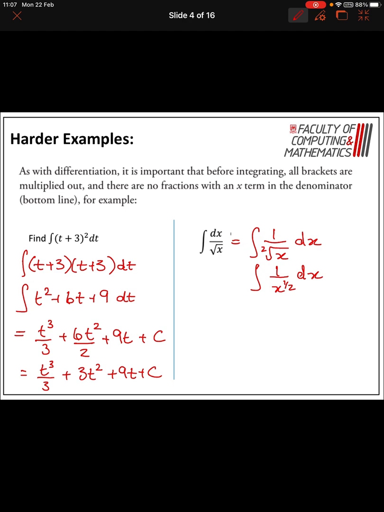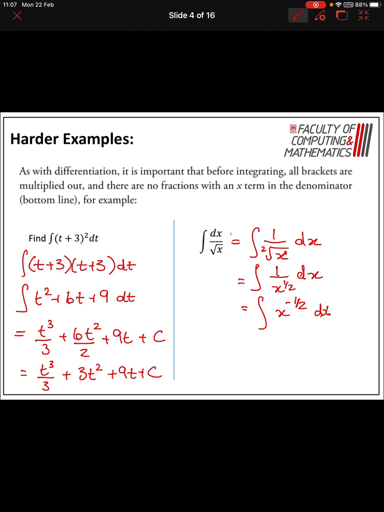So the square root of x is x to the power of a half. That will become your fractional power. And then, as we said before, you can bring that up into the top line and make it negative. Okay, now it's ready to integrate.